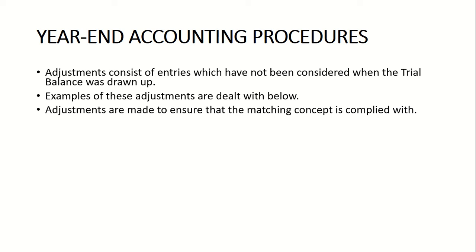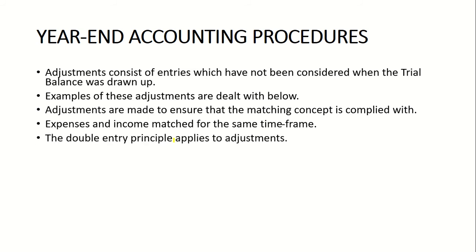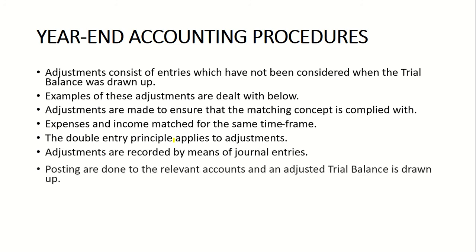Adjustments are made to ensure that the matching principle is complied with. Remember, the matching principle requires you to match your income with your expenses for that financial year. Expenses and income are matched for the same time frame. The double entry principle applies to adjustments, meaning that for every debit entry, there should be a corresponding credit entry. Adjustments are recorded by means of a journal entry.